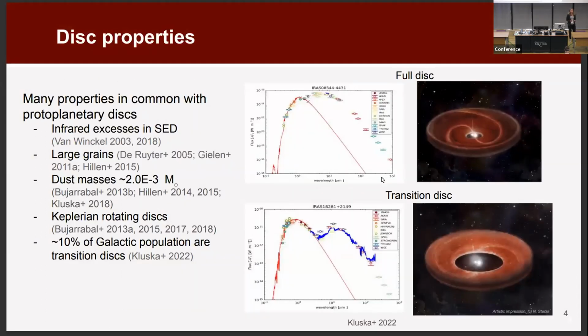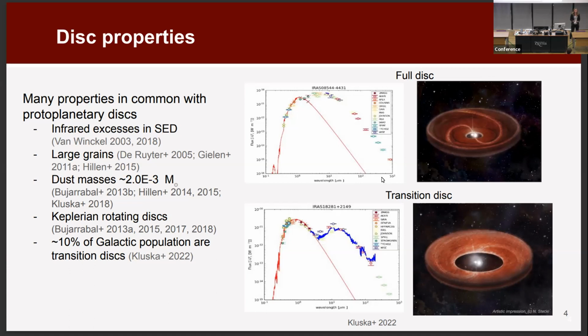We know today of about the total number of post-AGB binary systems in the galaxy. The SMC and the LMC are about 300. Numerous studies have already characterized the disk properties. For example, from the infrared excesses in the SED, we can probe whether these systems have a disk. There's evidence for large grains. Dust masses are on the order of 10⁻³ solar masses, and they show signs of stability. Namely, they are in Keplerian rotation.